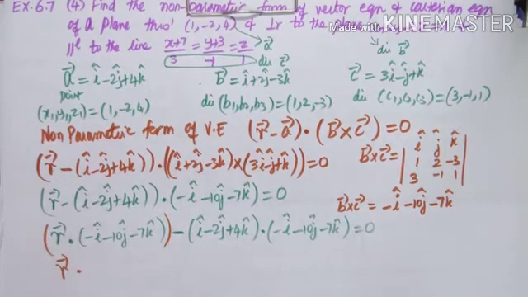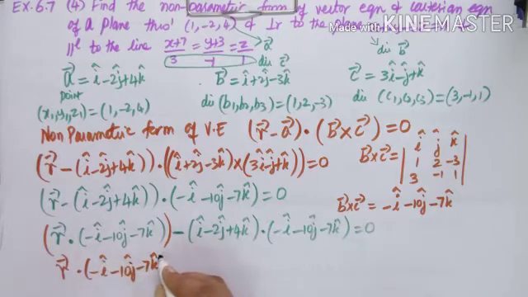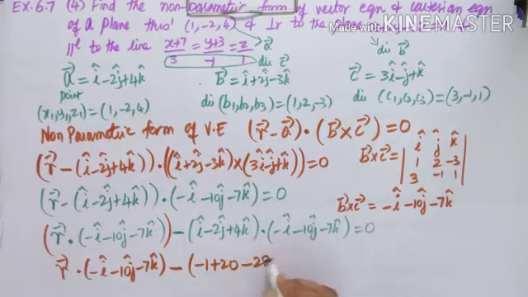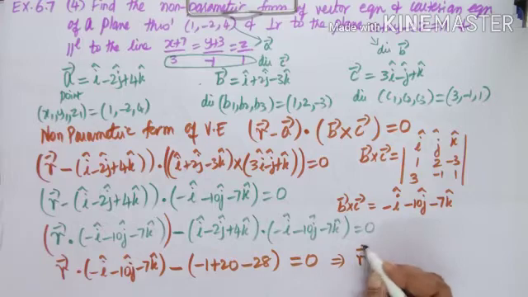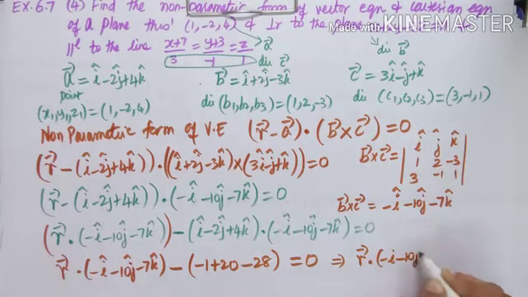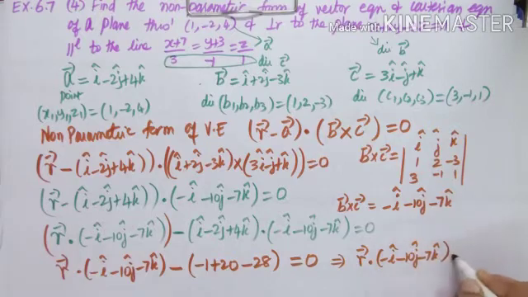R dot minus i minus 10j minus 7k minus, how do we perform the dot product? i and i, 1 into minus 1, j and j, minus 2 into minus 10, it is plus 20, k and k, minus 28, is equal to 0. Simplify the answer. It is r dot minus i minus 10j minus 7k minus, this is minus 9, already minus, so plus 9 equal to 0.